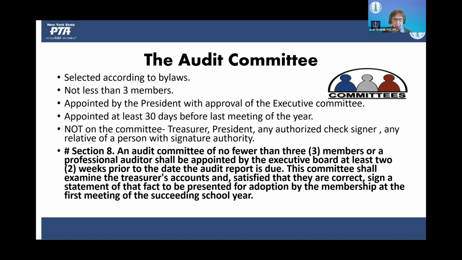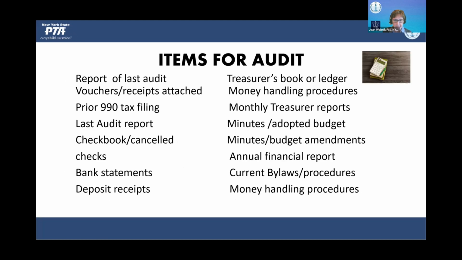Again, Section 8 would explain this in your bylaws. An audit committee of no fewer than 3 members or a professional auditor shall be appointed by the executive board at least 2 weeks prior to the date the audit report is due. This committee shall examine the treasurer's accounts and satisfy that they are correct, sign a statement of that fact to be presented for adoption by the membership at the first meeting of the succeeding school year. I'm reading that again because Section 8 explains exactly what you need to do. The audit committee.